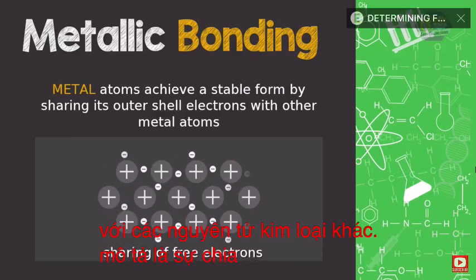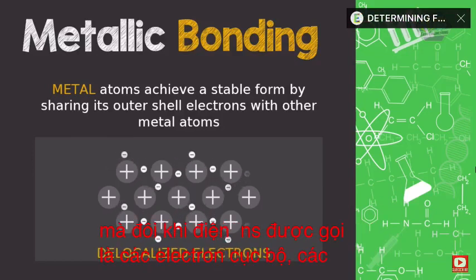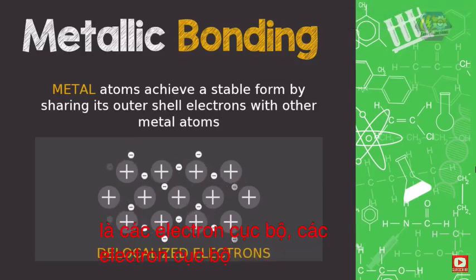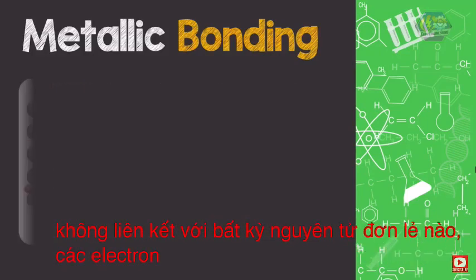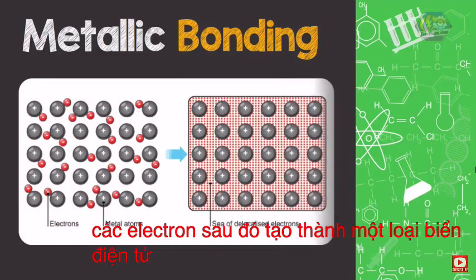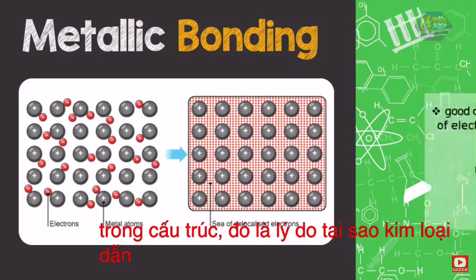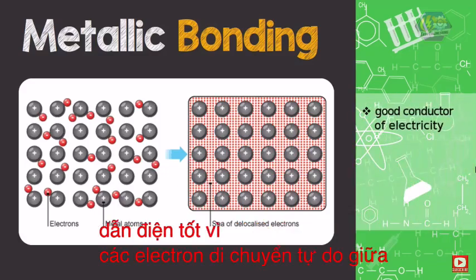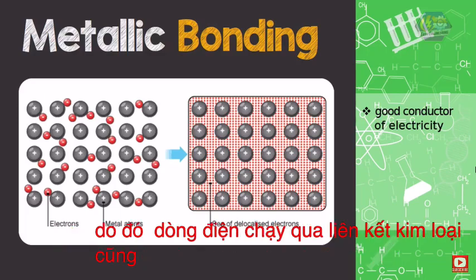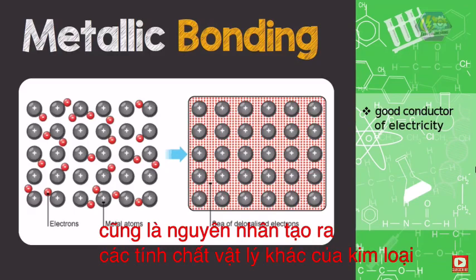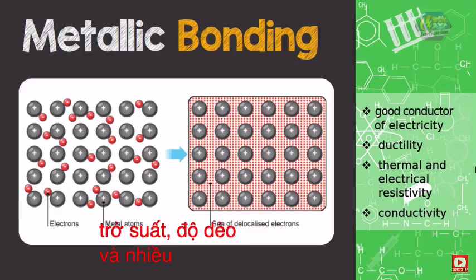It may be described as the sharing of free electrons among the structure, and sometimes the electrons are called delocalized electrons. Delocalized electrons mean that they are not associated with any single atom. The electrons then form a sort of sea of electrons within the structure, which is why metal is a good conductor of electricity, because the electrons move freely between atoms. Hence, current flows. Metallic bonding is also the reason for other physical properties of metals, such as ductility, thermal and electrical conductivity, and many others.